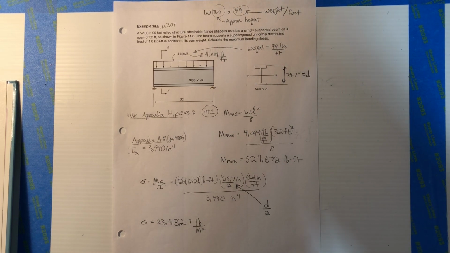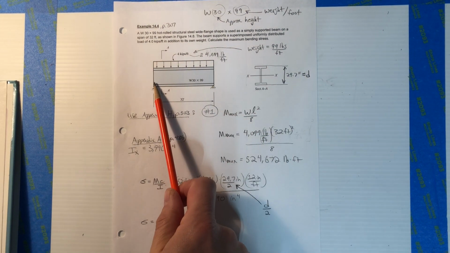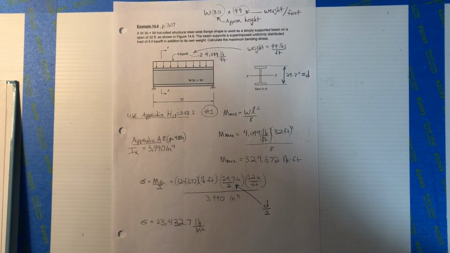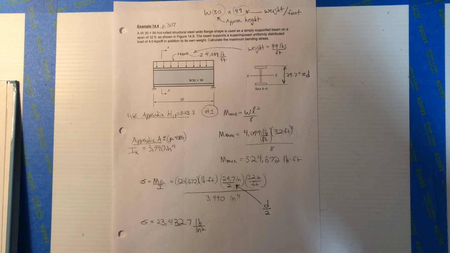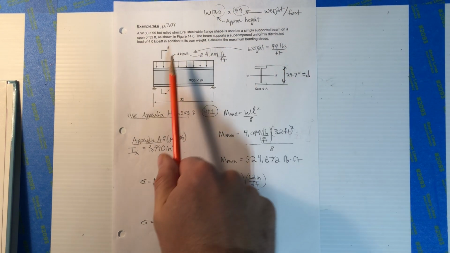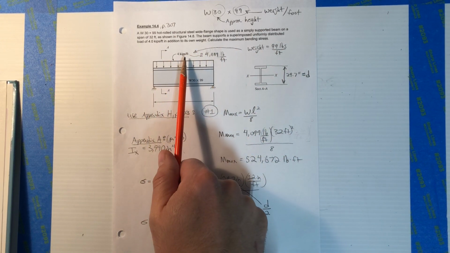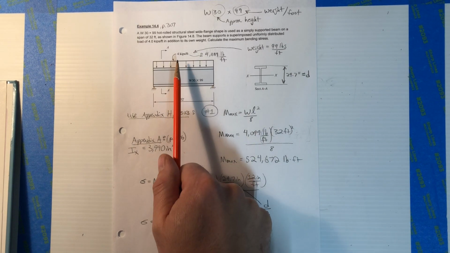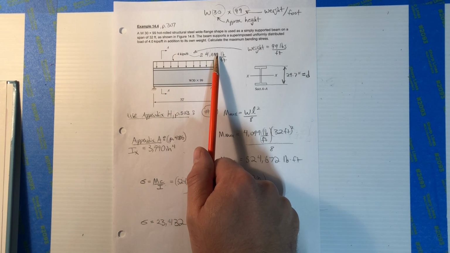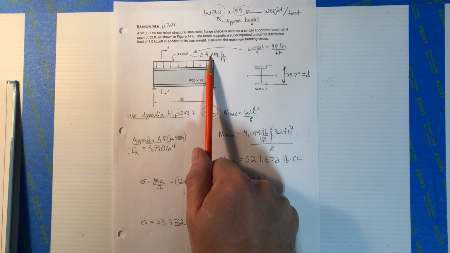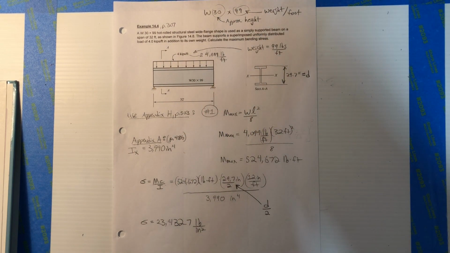It's used as a simply supported beam on a span of 32 feet apart. The beam supports a superimposed UDL, 4,000 pounds per foot. In addition to its own weight, calculate the maximum bending stress. So 4,000 pounds per foot and the weight. So let's just combine the UDL. Instead of just being 4,000 pounds, let's put the weight in there as well. So it's 4,000 pounds plus the 99 pounds per foot. The total UDL is 4,099 pounds per foot.